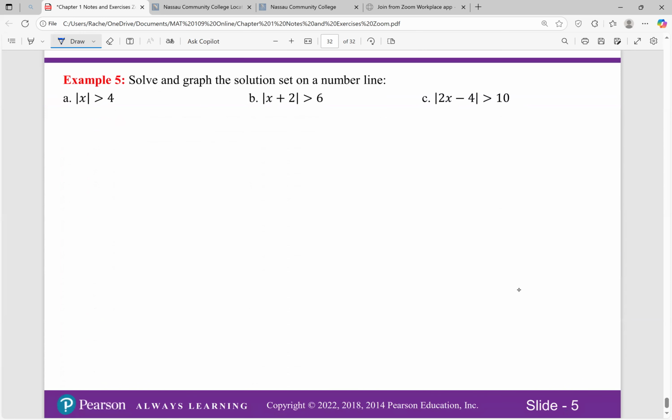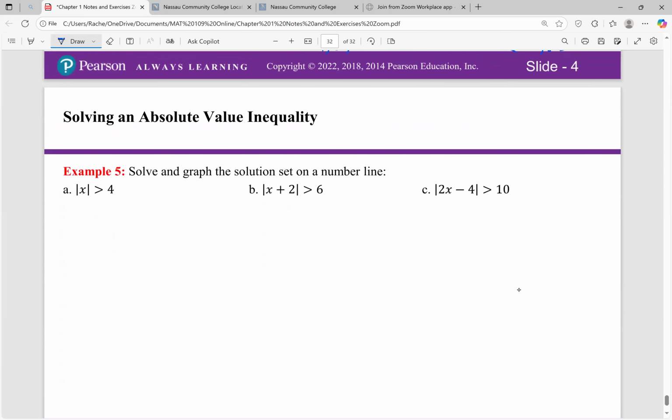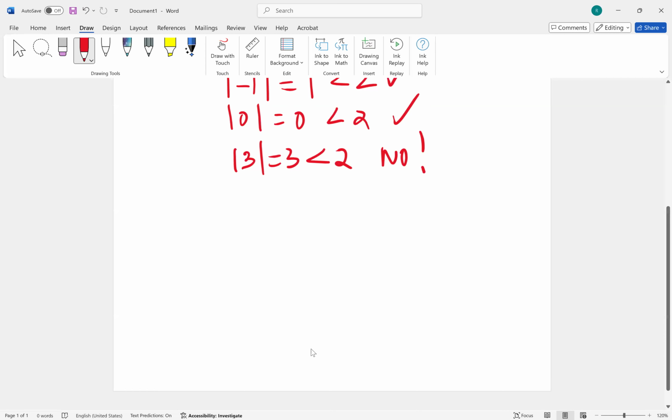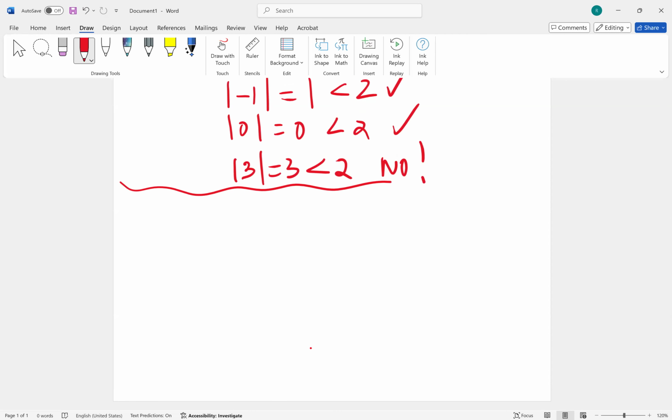So now let's look at what happens if we change the direction of the inequality. So before we look at example 5, let me go back to the whiteboard for a minute. And what if I said to solve the absolute value of x now is greater than or equal to 3? So now we're doing greater than or equal to.